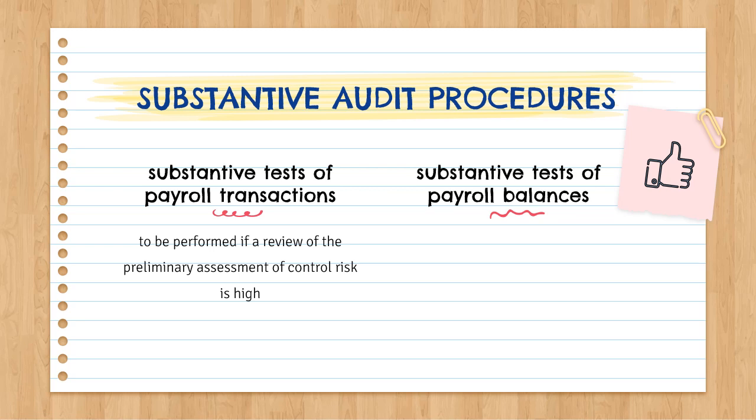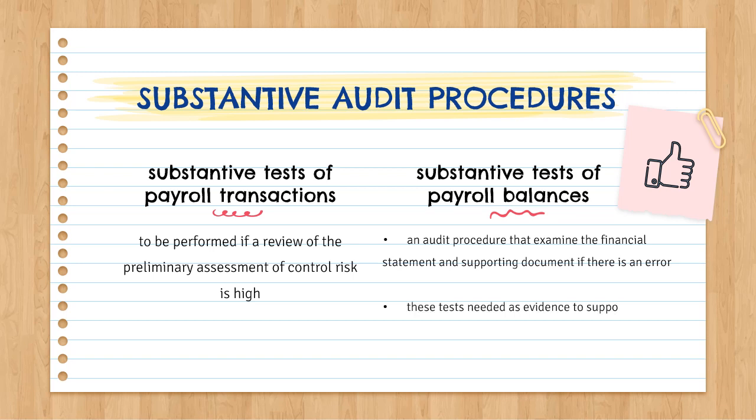For substantive tests of payroll balances, it is an audit procedure that examines the financial statement and supporting documents to see if there is an error. These tests are needed as evidence to support the assertion that the financial report of the entity is complete, valid, and accurate.